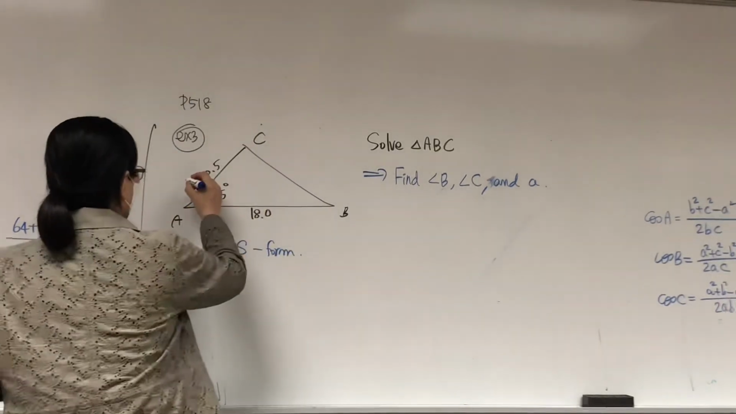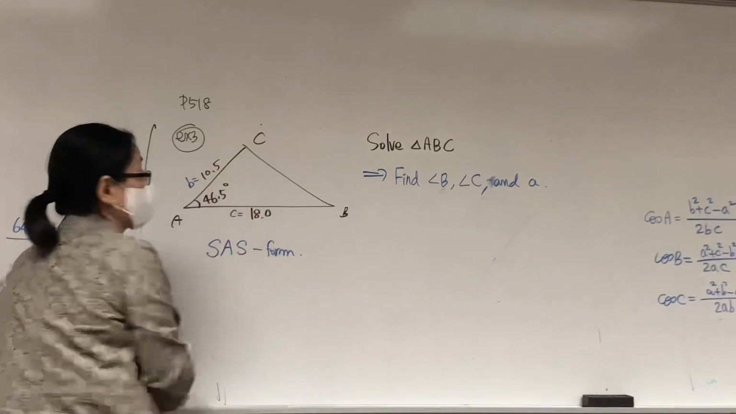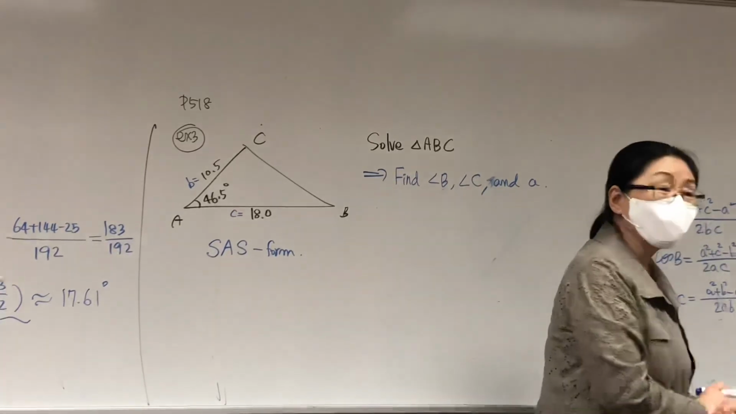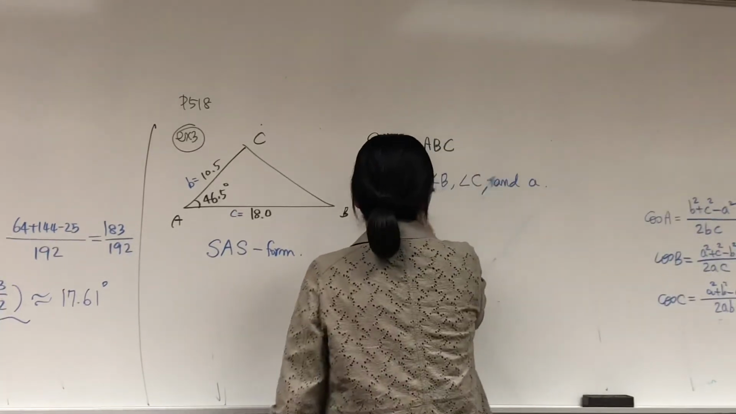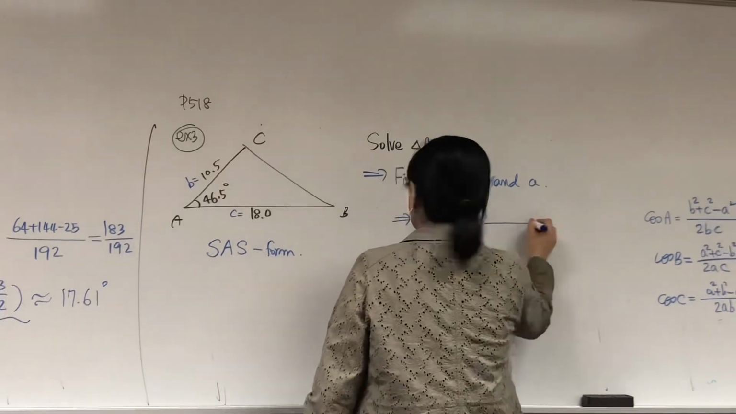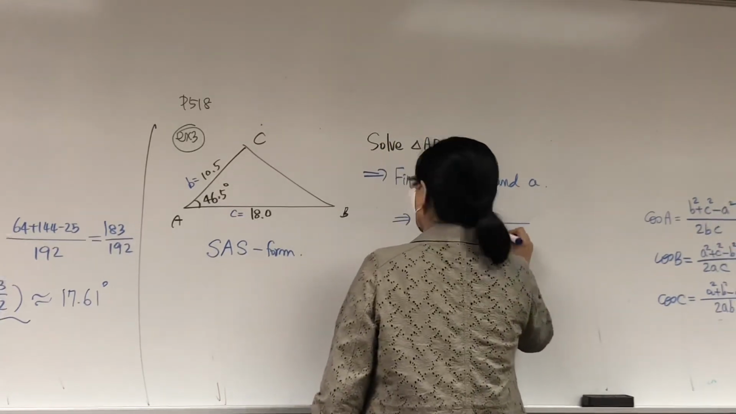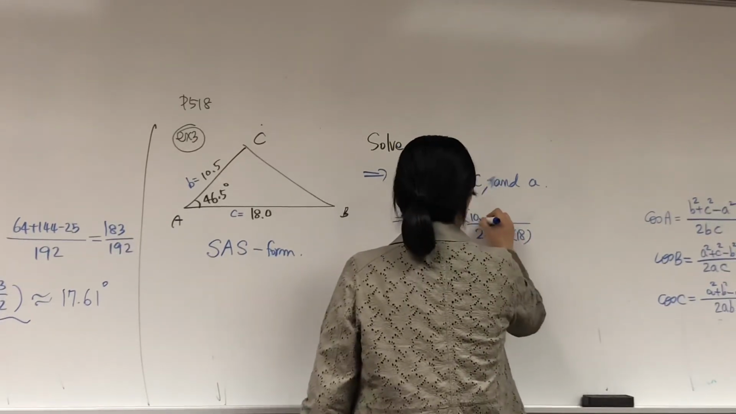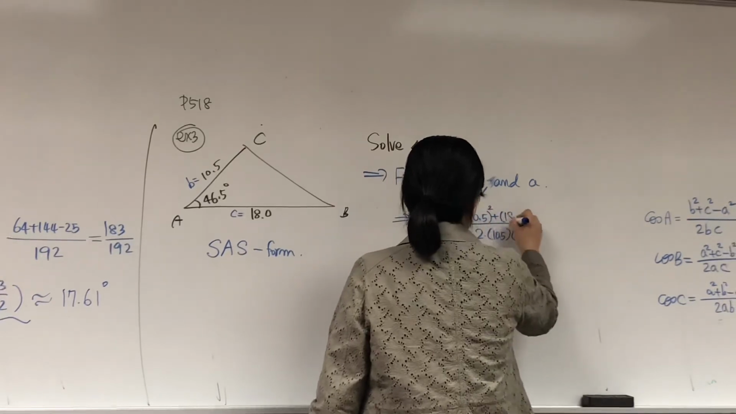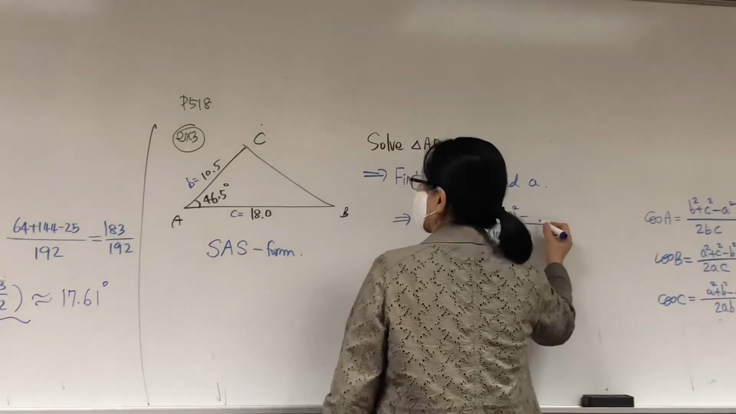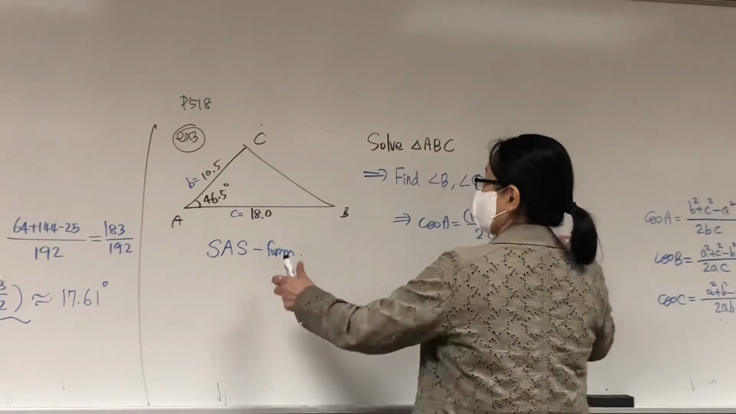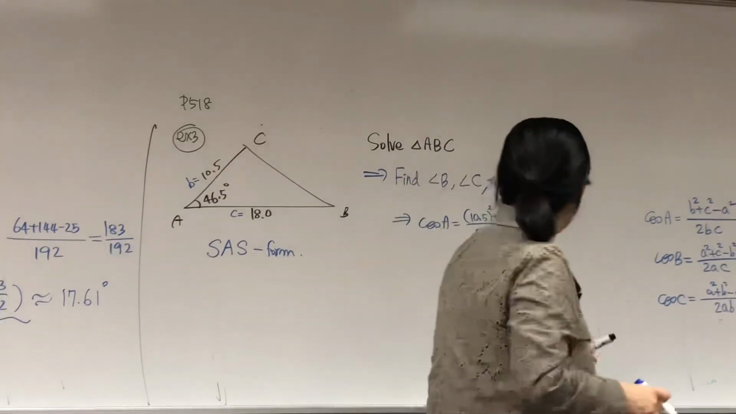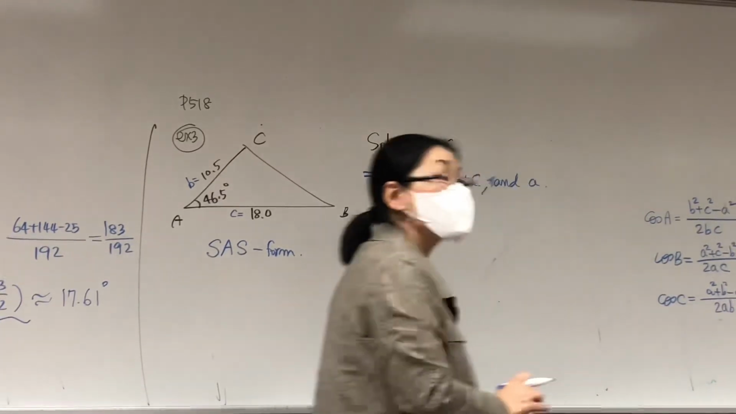You know this is B, this is C. So you know B and C. Which one do you want to choose? The cosine A first. Cosine A equals 2 times 10.5 times 18 and what? 10.5 squared plus 18 squared, minus what? A squared. What is A? You don't have A. So this is not a good choice.